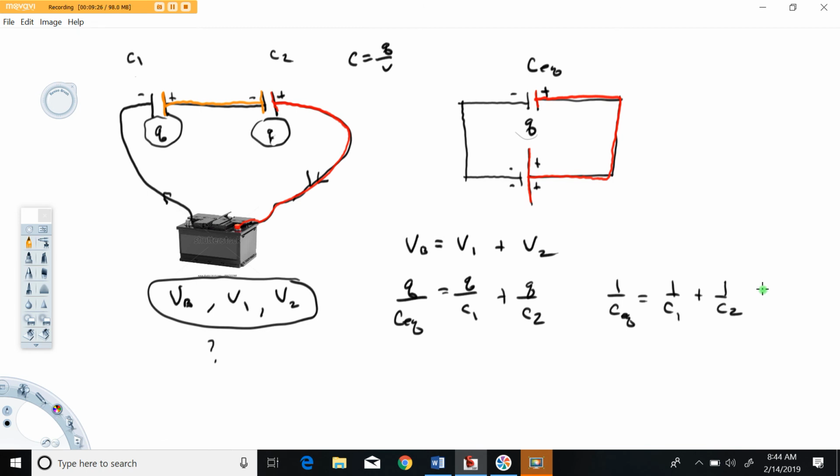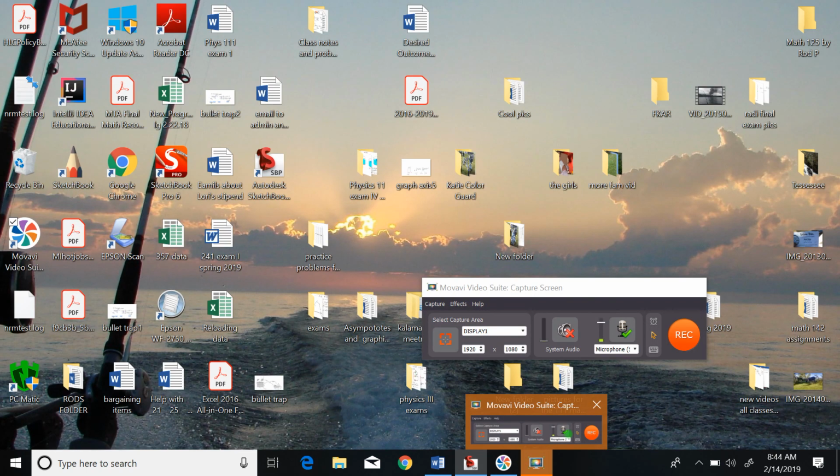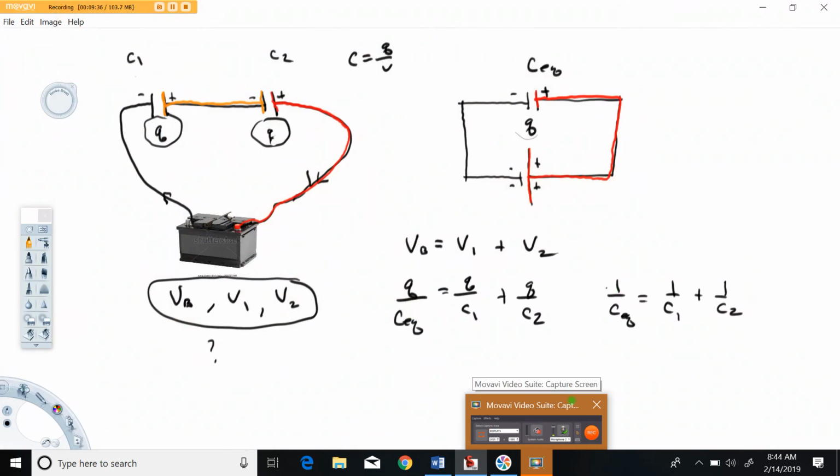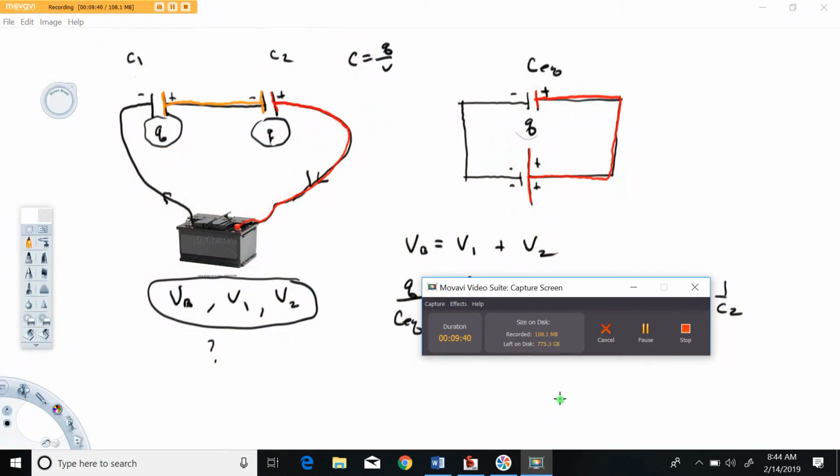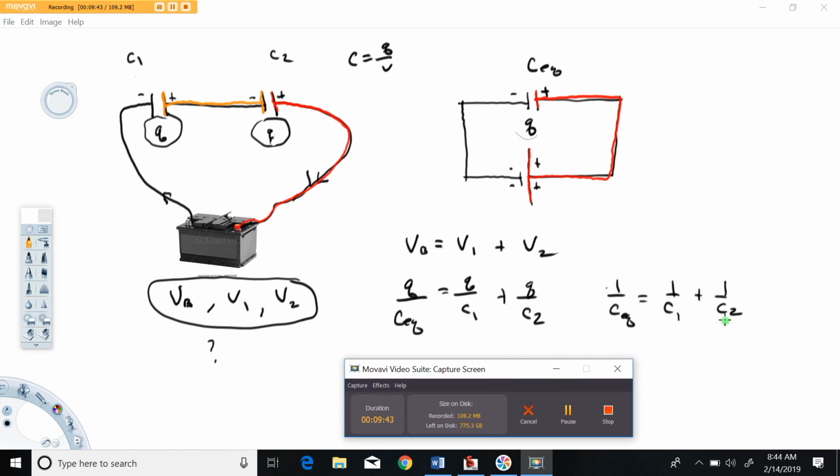I think what I want to do here, so that these don't get too long, is separate this off into another video. So, this is how capacitors are calculated in a series combination. Some numerical examples will follow.